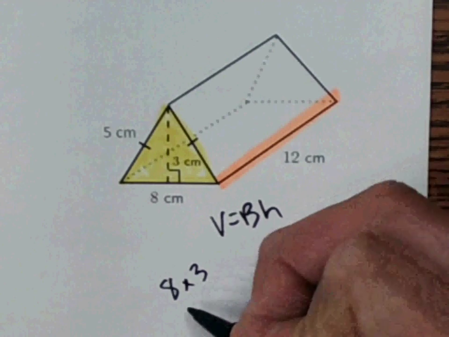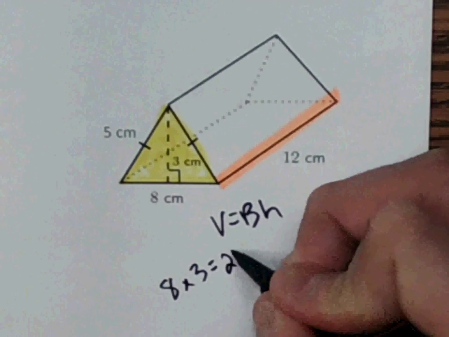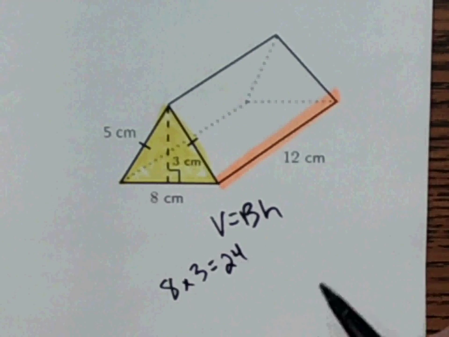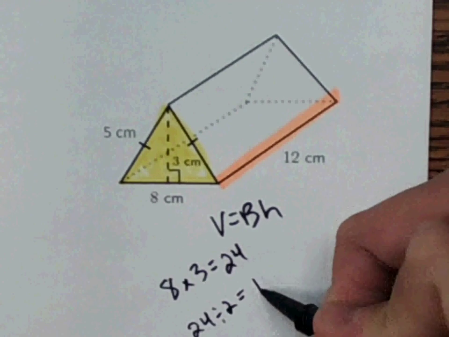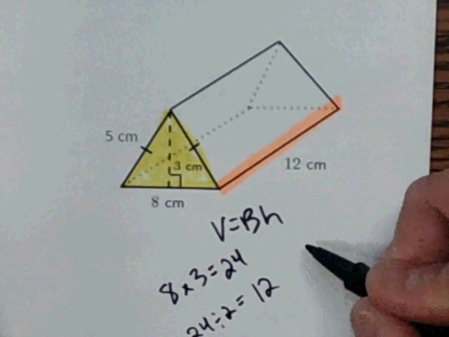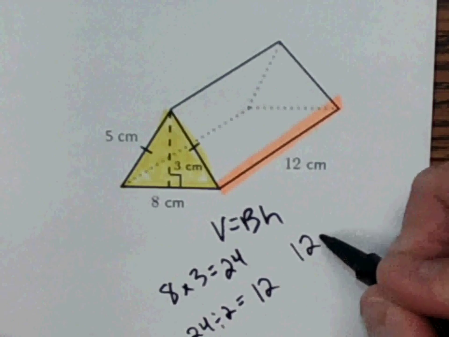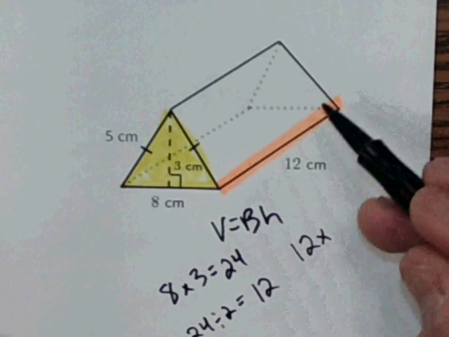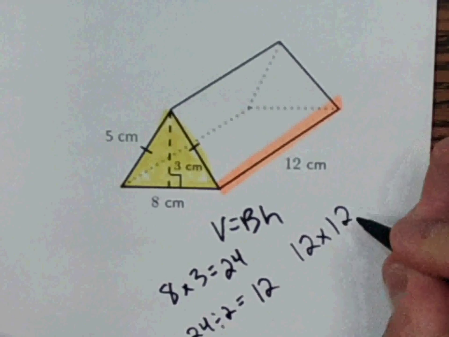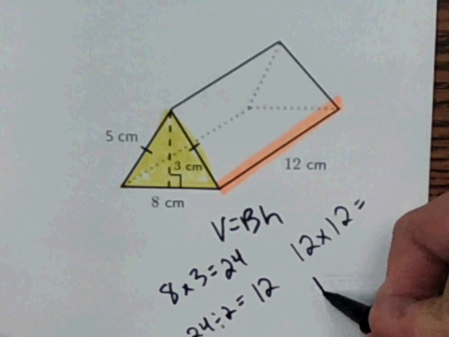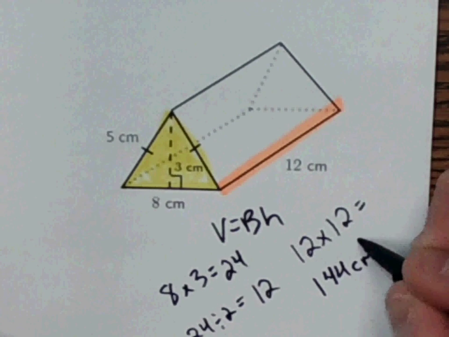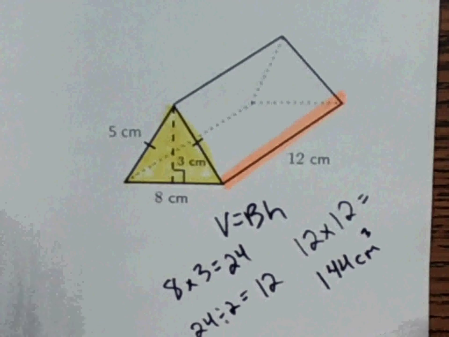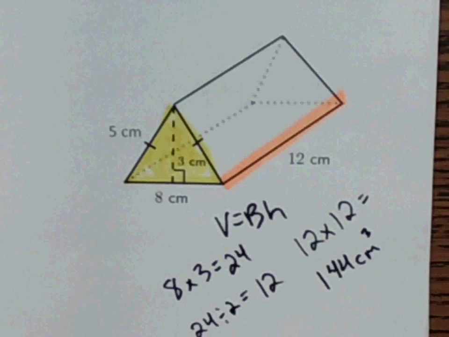So 8 times 3, that's going to be 24. But remember, since it's a triangle, you cut it in half. 24 divided by 2. That comes out to 12. Great, that's our big capital B. Now we multiply that times our height, the orange line, 12. And that gets us 144 centimeters cubed.